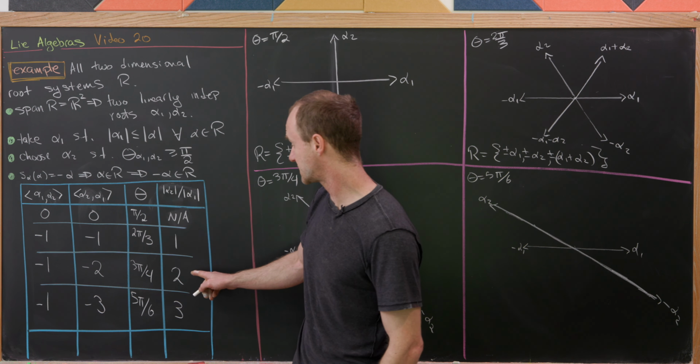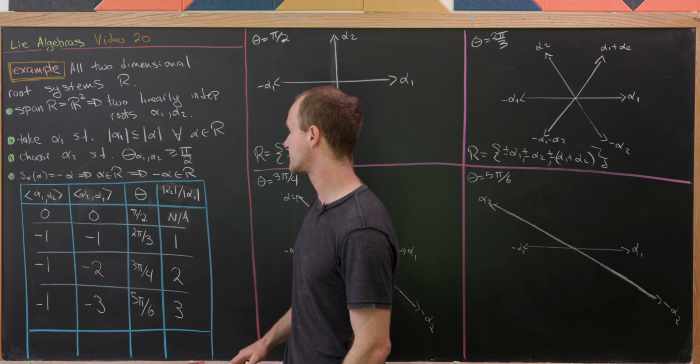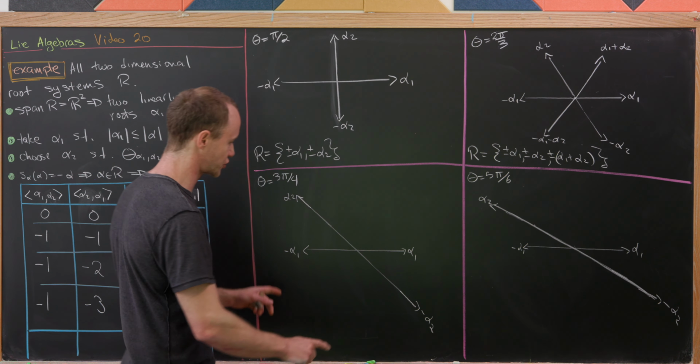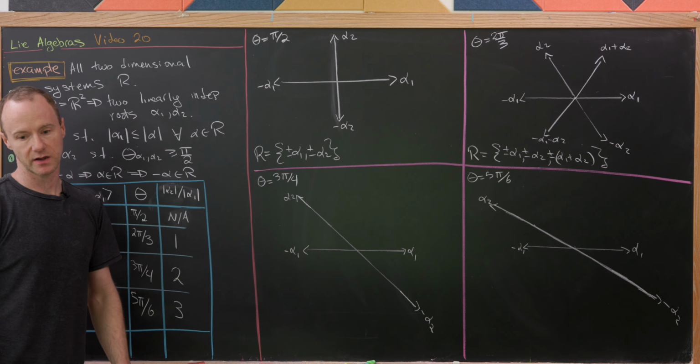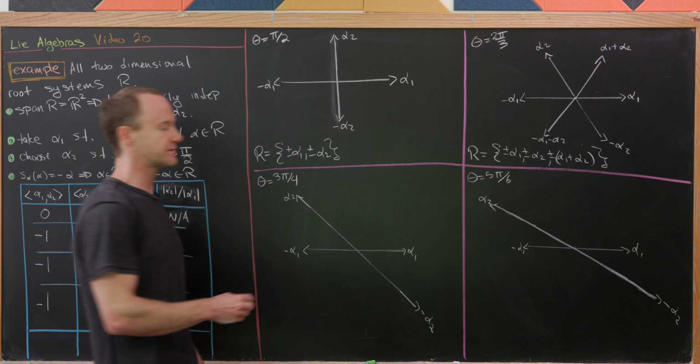And in that case, these roots have different lengths. We've set up alpha 1 so that it's the shorter one, and notice that this is shorter than this right here. Okay, great. So now let's do some calculations.